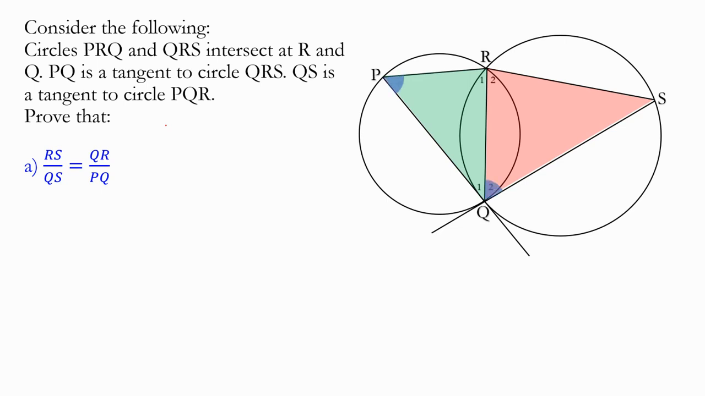Angle Q2, we're trying with QRS, the bigger triangle. Angle Q2 is equal to angle P. Why are they equal? QS is a tangent to the circle PRQ, so that's the tan chord theorem. RQ is the chord, QS is the tangent. So this is the tan chord theorem.